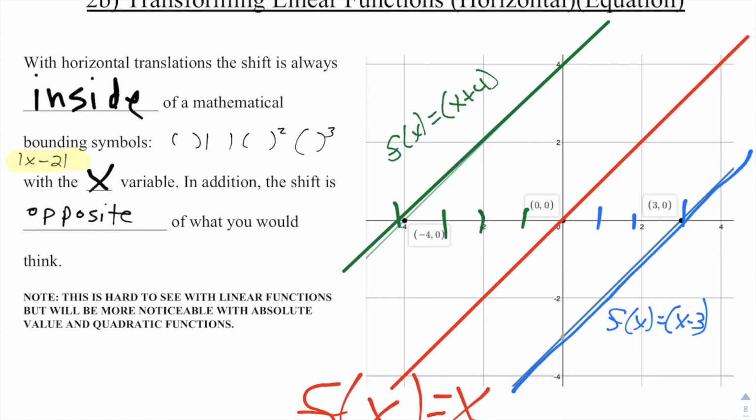Obviously, like I said in the previous lesson, this is hard to see when the linear functions have a slope of 1, but it'll be more noticeable when we do absolute value functions and way more noticeable when we do quadratic functions. Good luck on your problem sets.